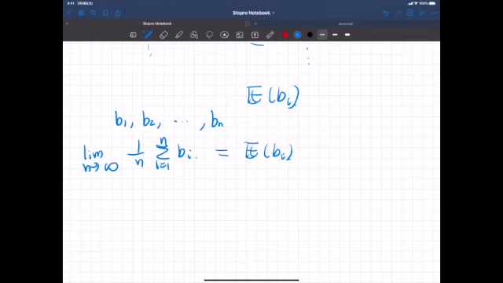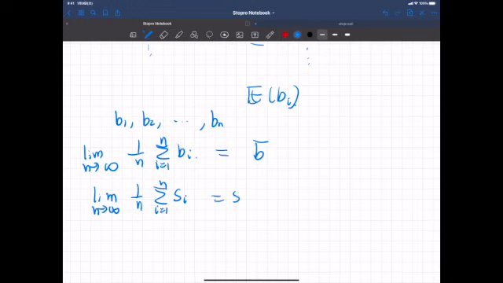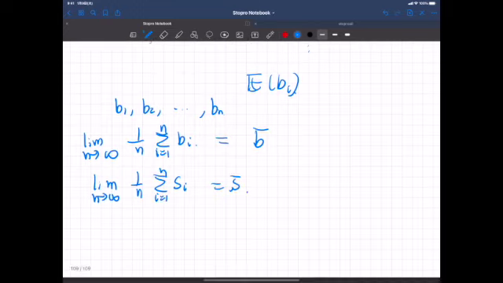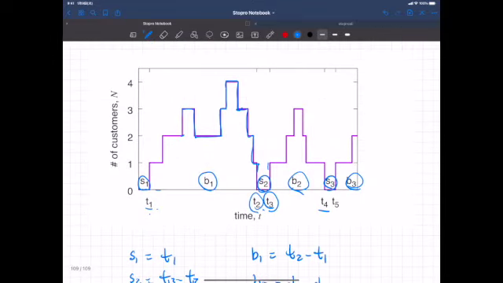And similar for the slack period, we can calculate. Let's call this B bar. And we can also consider this similar quantity for the slack periods. Okay, and now let's consider this slack period. So what's the average duration of this period?